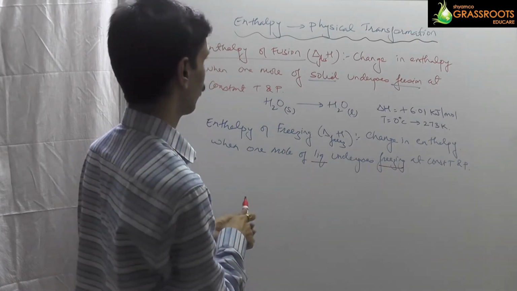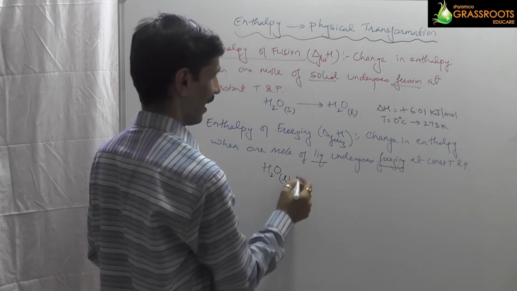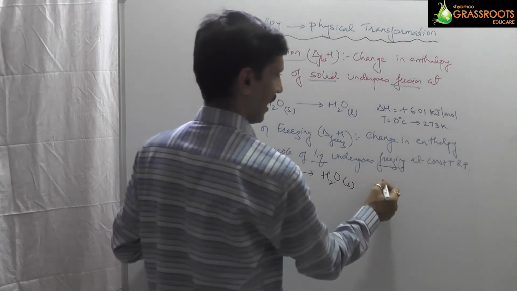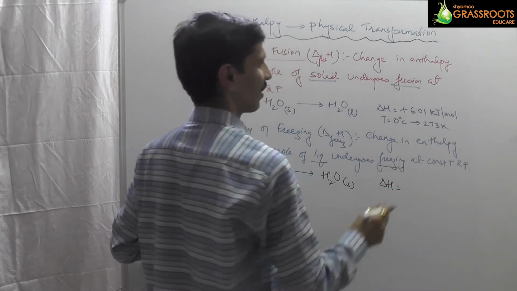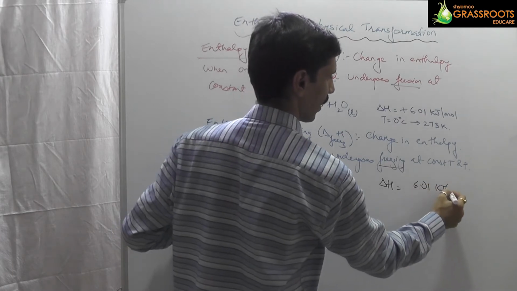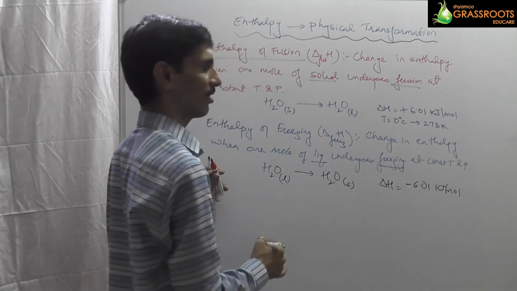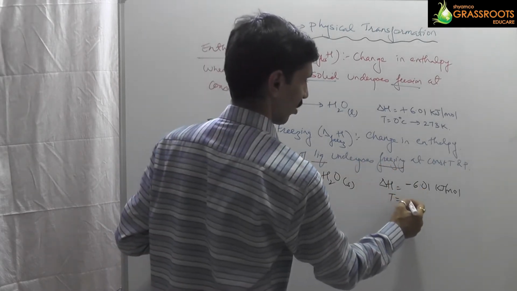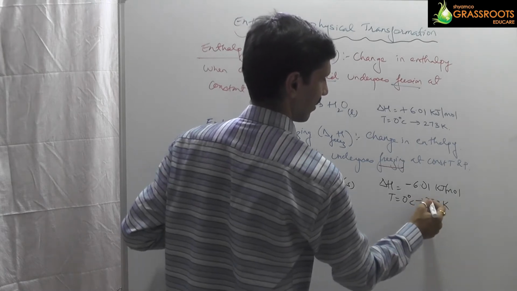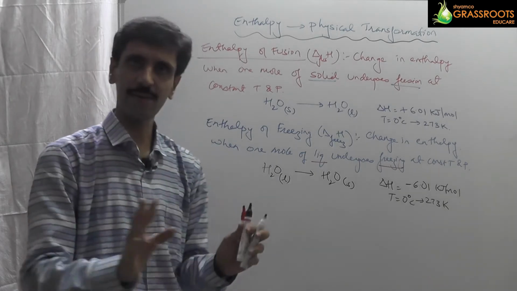अब reaction कैसे होगा दोस्तों? H2O, अब यहाँ पर liquid आएगा, H2O, here it will be solid. Now delta H, if I say the magnitude remains the same, that is it will be 6.01 kilojoules per mole, but only thing now it is going to be what? Minus, the reaction becomes what? Exothermic. Of course, the temperature is same, it's 0 degrees Celsius, or we call it as 273 Kelvin. Alright? I think the concept is very clear to you.